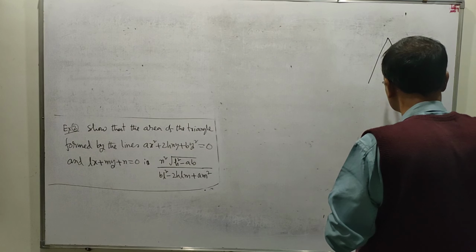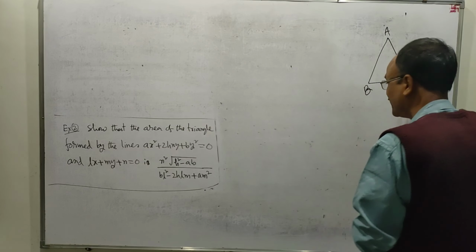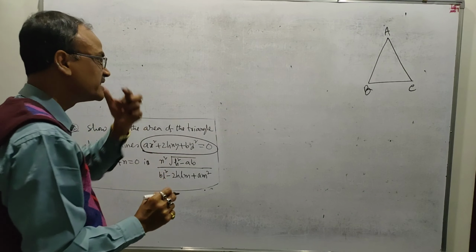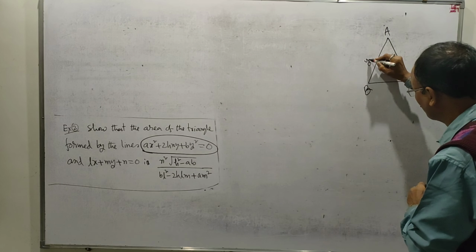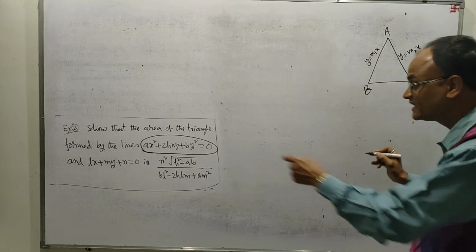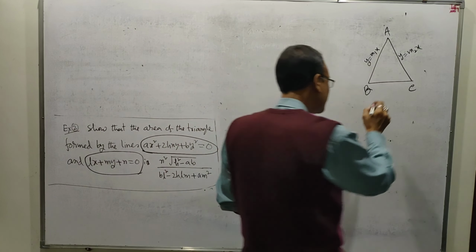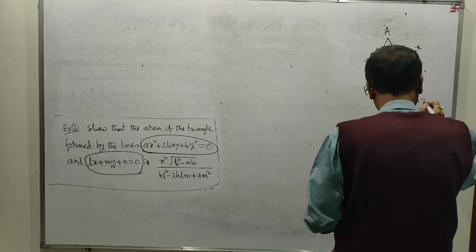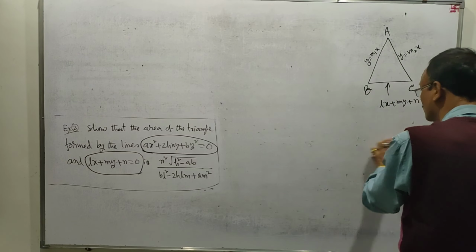Suppose ABC is the triangle. It represents a pair of straight lines passing through the origin. This means that suppose this is y equals m1x, and this will be y equals m2x. And the third line is given to me: Lx plus my plus m equals 0. Lx plus my plus m, this is good.